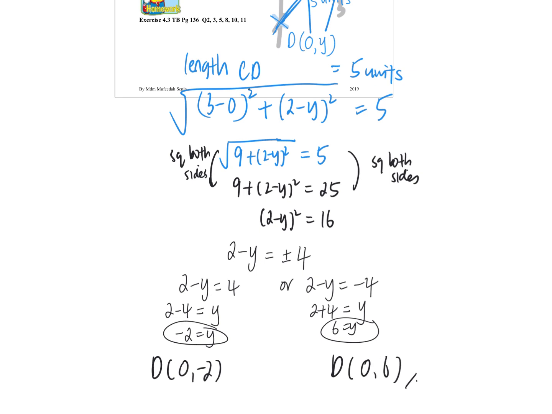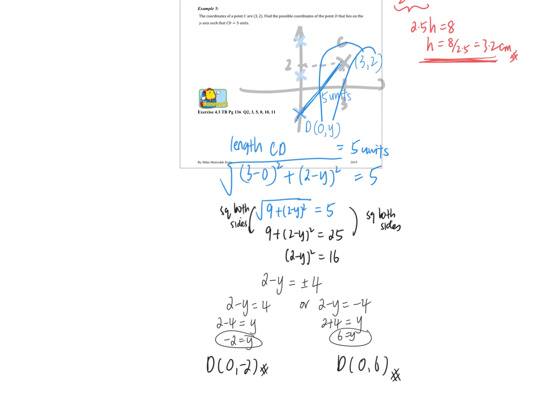Okay, so these are the two possible values of D that you can get. So that means it can be here or maybe somewhere here, up there. Or it can be here.